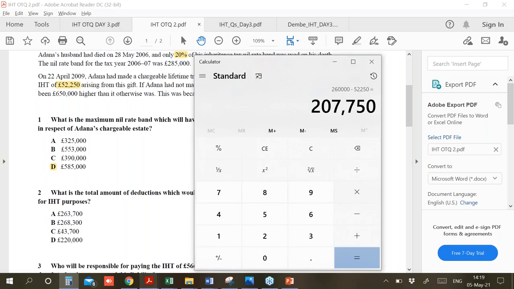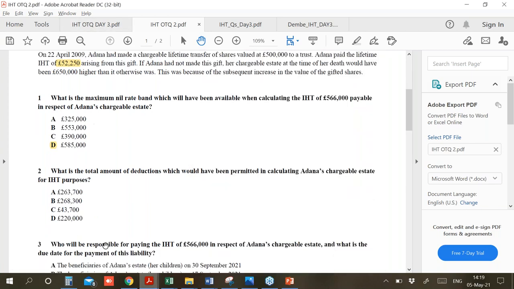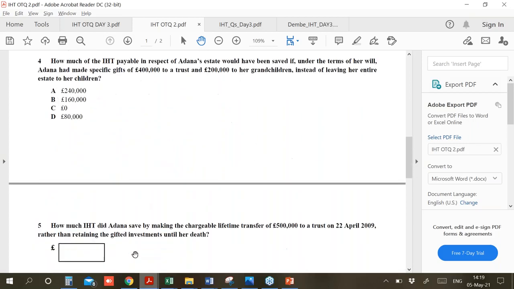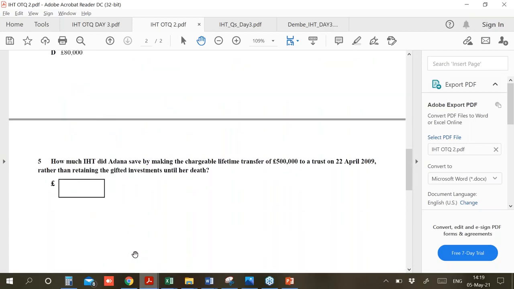207,750 is the amount of additional IHT that she would have paid. Please do remember that if they ask you what is the additional amount, or the amount as compared to something, and there is anything that they have already paid, you have to deduct that from your savings. So that is why here they have clearly asked how much IHT Adana would have saved.